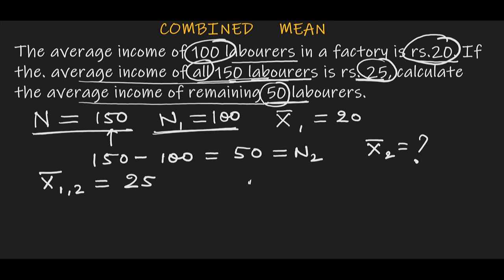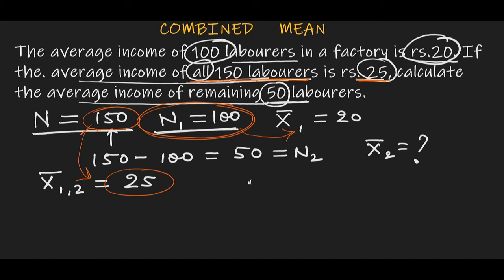So let's revise what is given in the question and what we have to calculate. First of all, all 150 laborers have an average income of 25. So the total number of workers is 150 and the average income is rupees 25. And in these, 100 workers who are working are getting an average income of rupees 20.